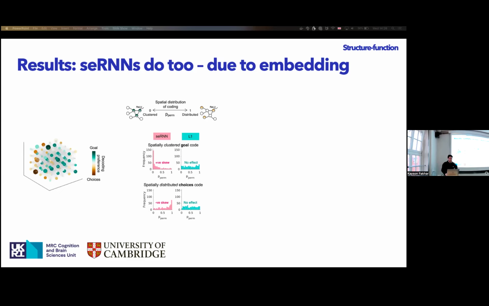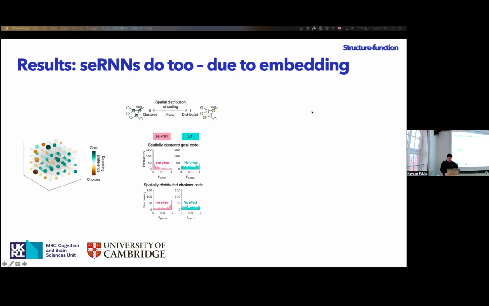And effectively what you can see, in this case, is that 0 means that you're incredibly clustered, and 1 means that you are distributed in terms of spatial correlations to task variables. L1s have a uniform distribution of their p-values, so no general effect. But you can see quite clearly that across 1,000 networks that we trained with different regularization strengths, you have this skew for neurons that are coding goal variables to the positive, and negatively skewed for the choices.